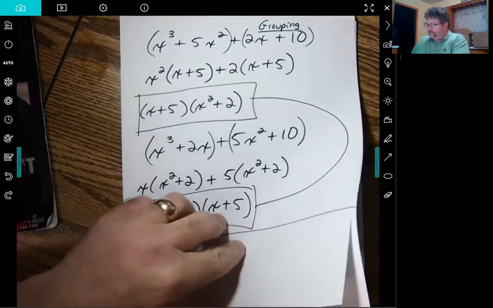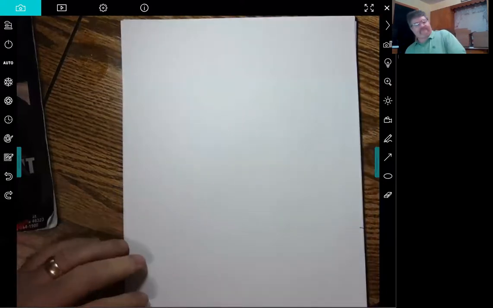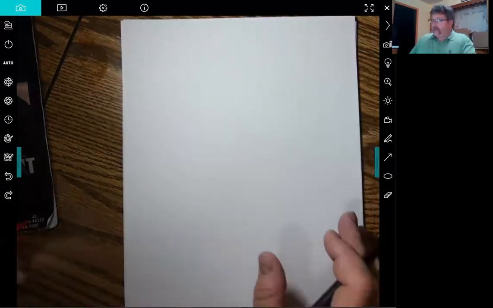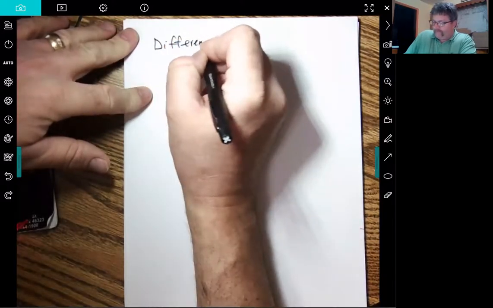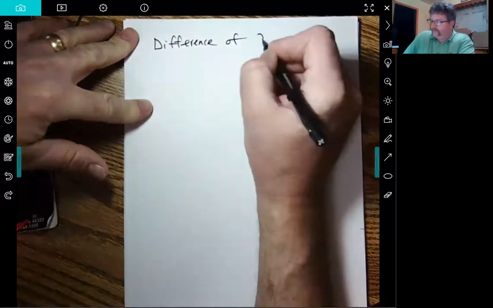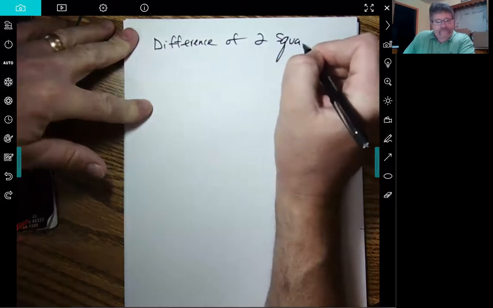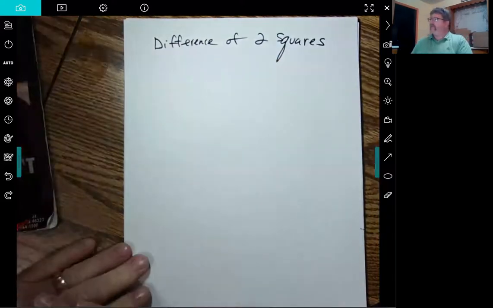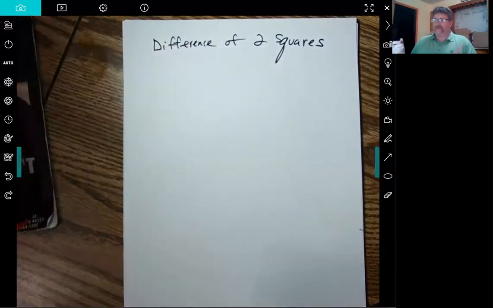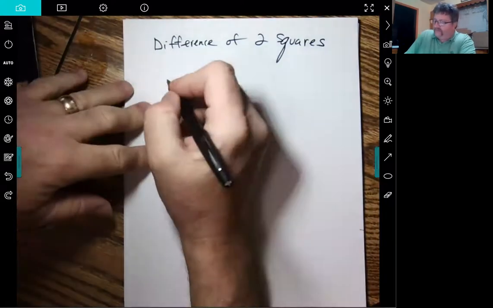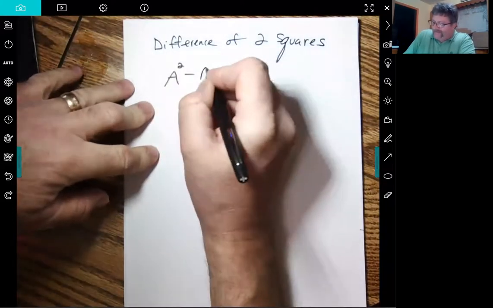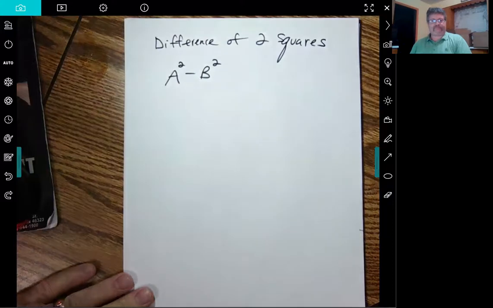But what I do see is a special case. In that case, it's called the difference of two squares. Well, difference means subtraction, and square means exponent of 2. So a subtraction of two things that both have an exponent of 2 on them. In other words, some a squared minus some b squared.